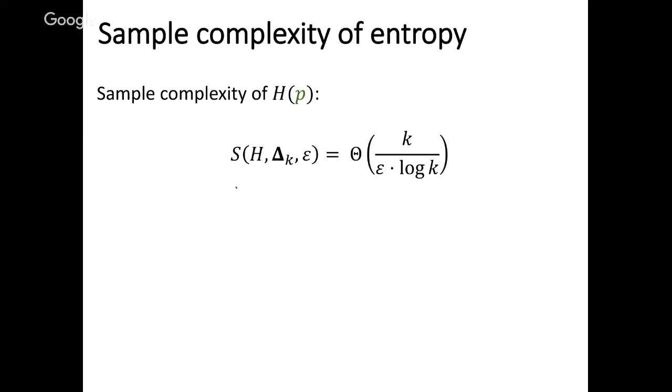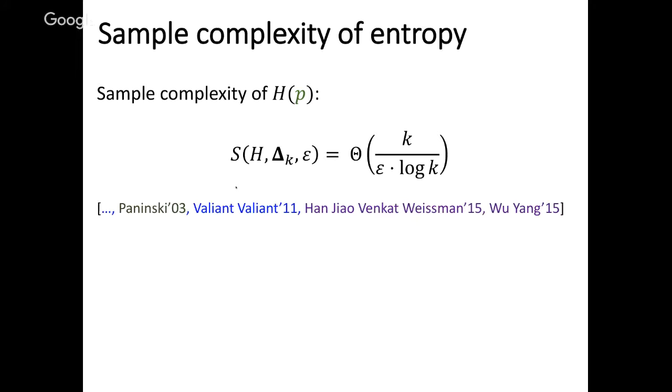You can now do it without even looking at most of the domain. So you need to only look at a k over log k fraction of the domain, and you can still say what the entropy is for the entire distribution. And this was obtained by a series of works, starting with the breakthrough result of Paninski that showed that something sublinear is possible. So this is sublinear in k, in the domain size. And then Valiant and Valiant showed the dependence on k over log k. And in a couple of recent works that were published in the IEEE Transactions on Information Theory, the final sample complexity was nailed down to k over epsilon log k up to constant factors.